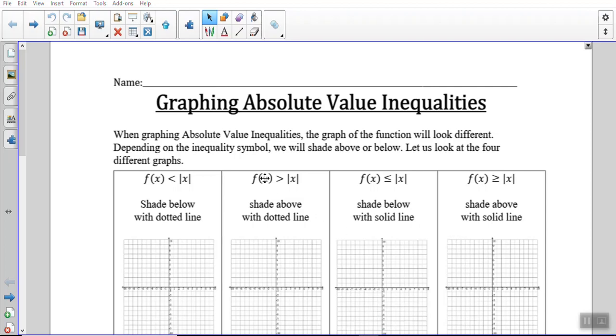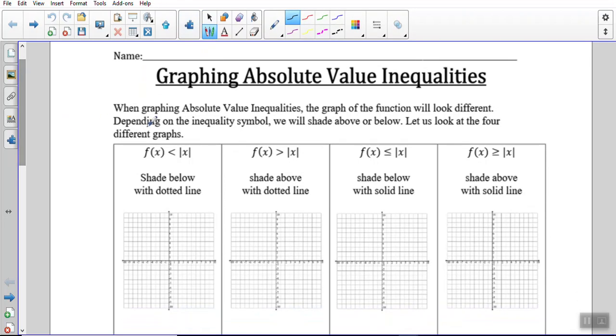Alright class, so this is the last lesson for Unit 1. We're going to look at how we graph absolute values that have inequalities in them. In absolute value inequalities, there are 4 different inequalities, so we're going to have 4 different graphs that look a little different from each other.